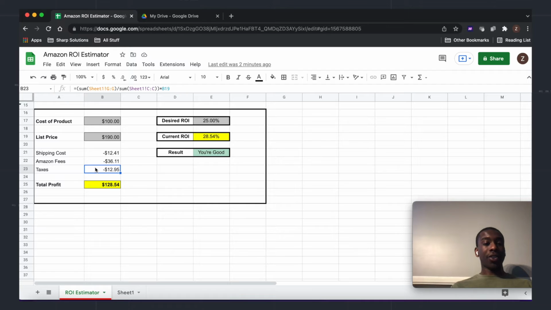That same logic is true for the Amazon fees as well as for the shipping. We then add those costs together and subtract them from your list price to give you your total profit, which is then used to calculate the current ROI and is compared to the desired ROI to give you your final result.